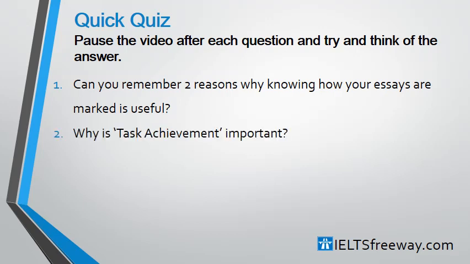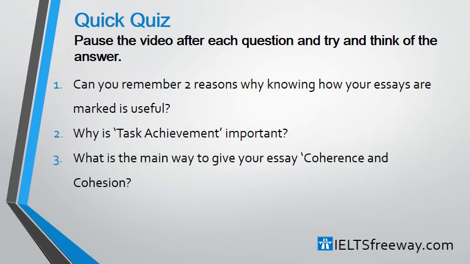Question 2, why is task achievement important? Well, basically, it's one of the areas your essay will be marked on, and you need to make sure that you fully answer all parts of the question to get a good task achievement band score. Question 3, what is the main way to give your essay coherence and cohesion? Pause and have a think if you need to. Well, basically, using the structures that I gave you in video 2 and using a variety of linking words and phrases.